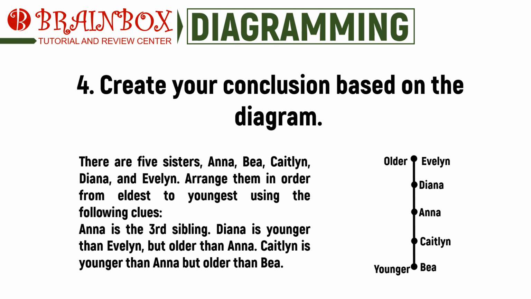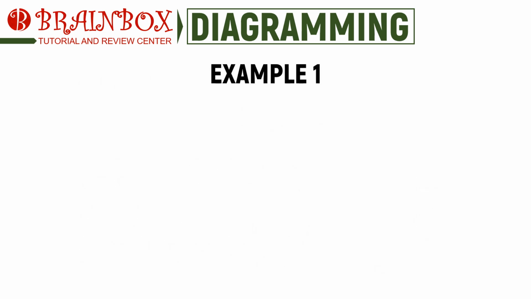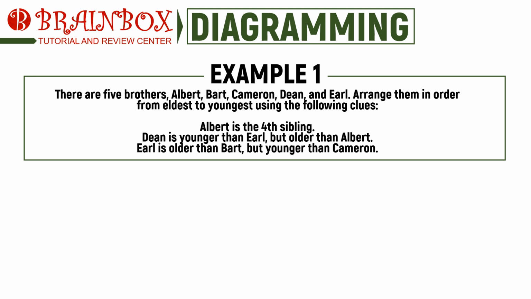Let's try using this strategy to solve a sample problem. There are 5 brothers: Albert, Bart, Cameron, Dean, and Earl. Arrange them in order from eldest to youngest using the following clues. Albert is the 4th sibling. Earl is older than Bart, but younger than Cameron. Dean is younger than Earl, but older than Albert.